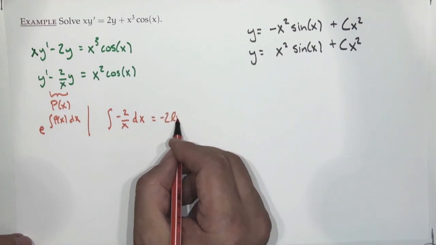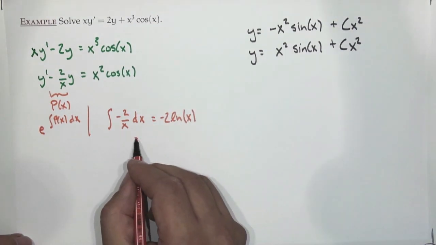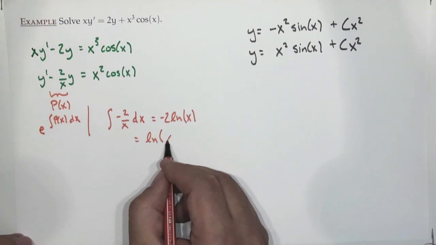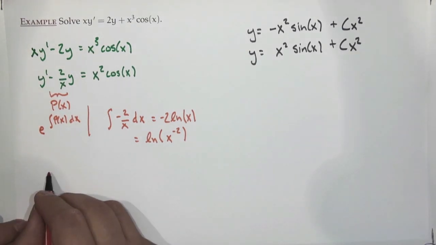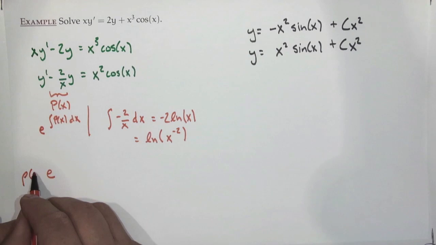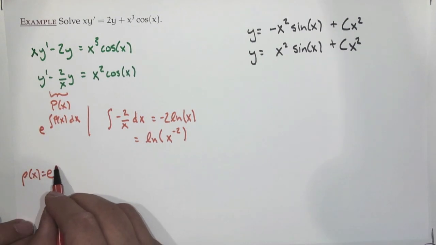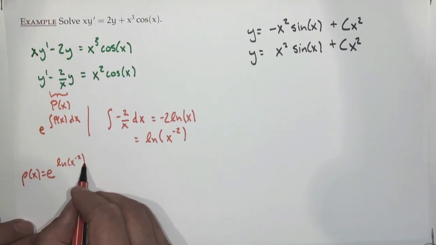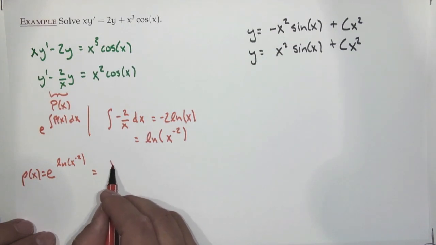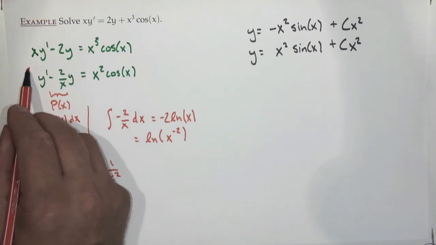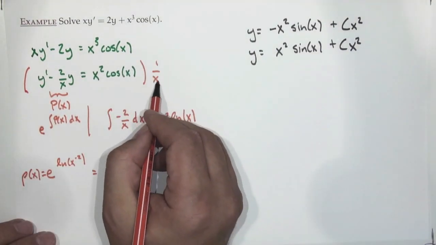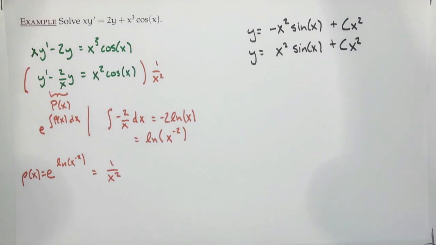So minus 2 natural log of x. Or anticipating that we're going to take it to e to that, log of x to the power minus 2. So that says our integrating factor rho, which is e to the log of x to the minus 2, is x to the minus 2, or if you like, 1 over x squared. So the idea is we're going to come up to this equation and multiply everything by 1 over x squared. Everything gets multiplied by our integrating factor.